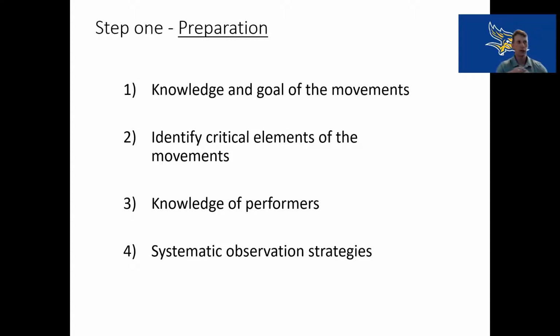And then you'll identify critical elements of the movement. We'll go into a little bit of detail of what those are. Make sure that you know the knowledge of the performers. Okay, what level are these individuals? Are they just general population? Are they competitive athletes? Are they recreational athletes? Are they older adults? Okay, who are the performers? Who's the population? And then create your observation strategies.